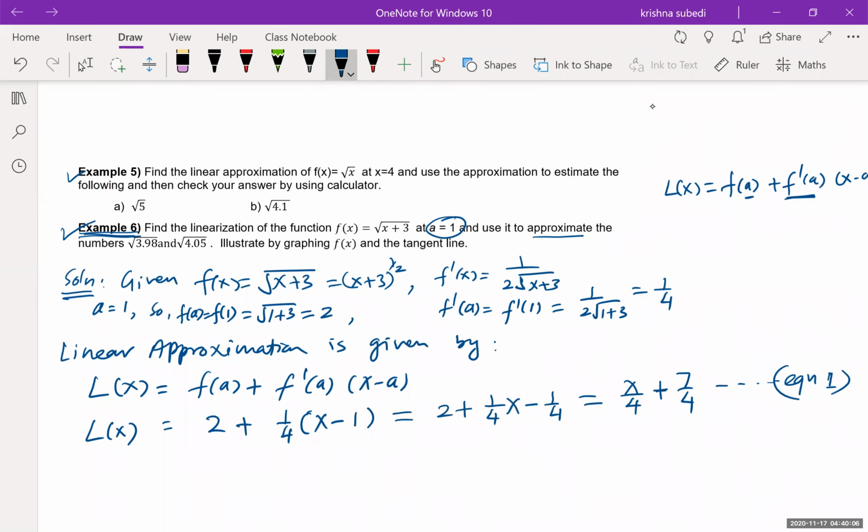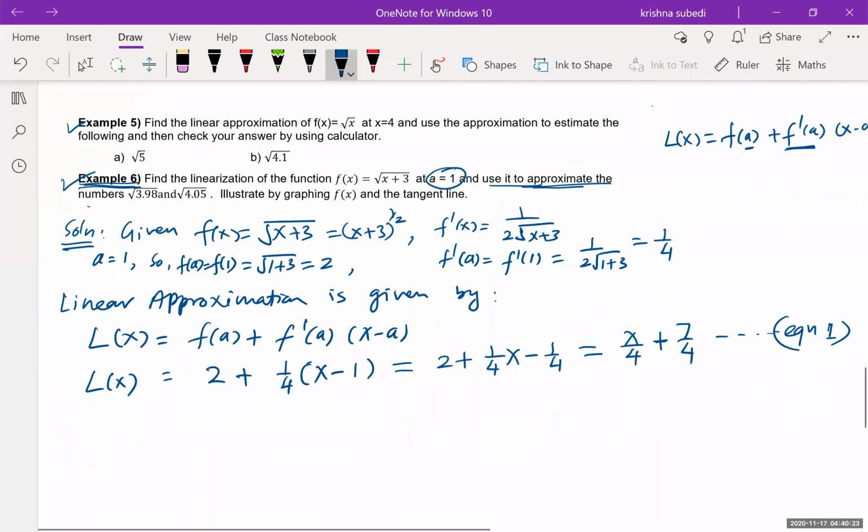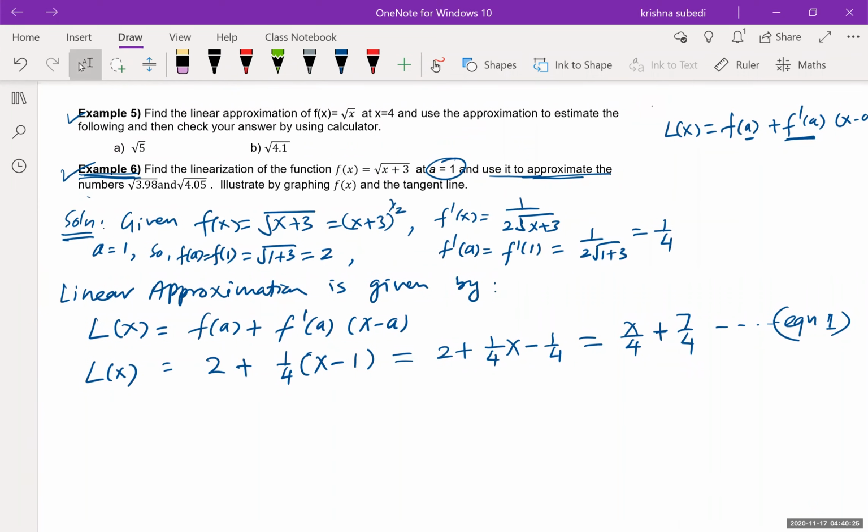So find the linearization of the function. Yes, we found it, L of x. Now the question further tells us to use this linear approximation, the equation of a tangent line, to approximate the number square root of 3.98. Let us approximate that value without using a calculator.